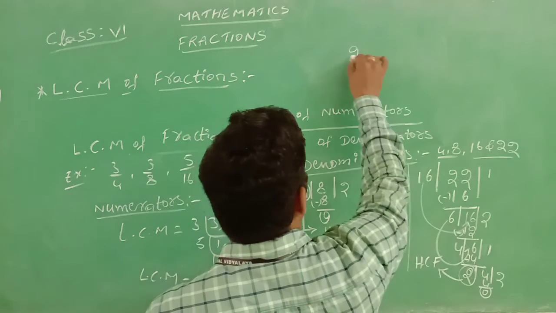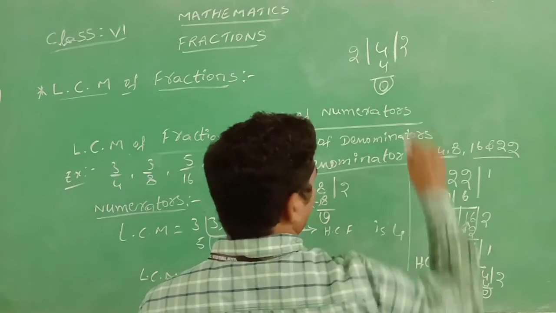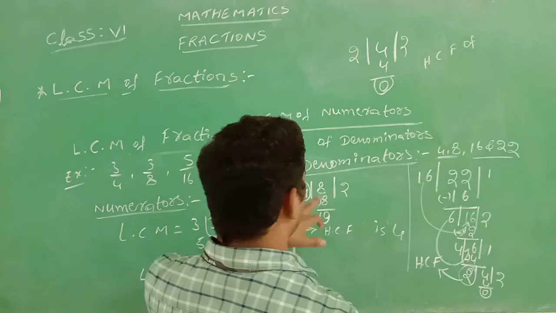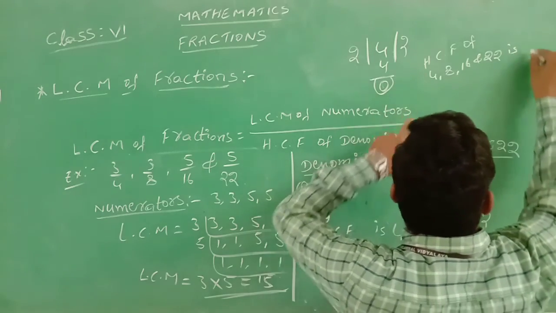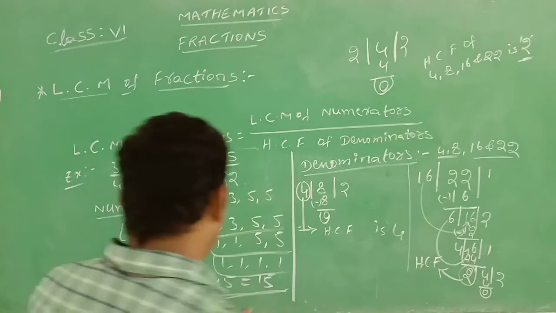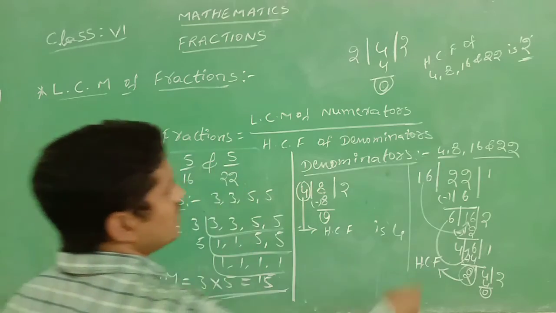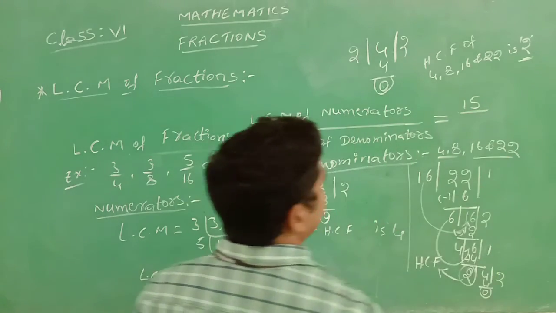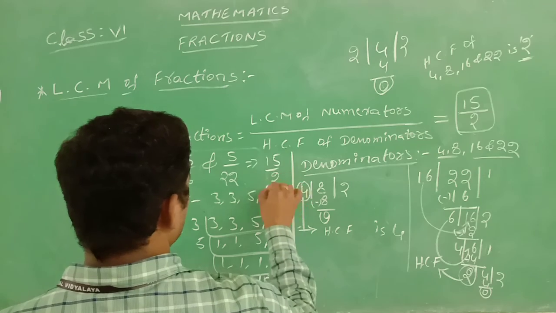Now we take the HCF of 2 and 4. 2 2s are 4, and the remainder is 0. So the HCF of the denominators 4, 8, 16 and 22 is 2. Now we have the HCF as 2 and the LCM as 15. Taking the LCM of the given fractions 3 by 4, 3 by 8, 5 by 16 and 5 by 22, as per the formula, LCM of numerators, that is 15, divided by HCF of denominators, that is 2, the answer is 15 by 2.